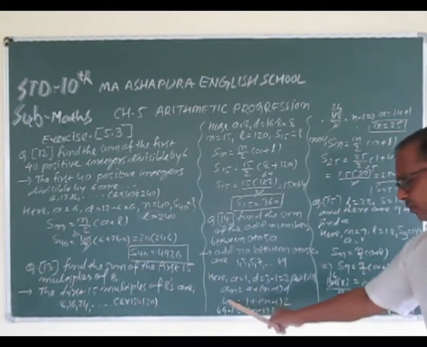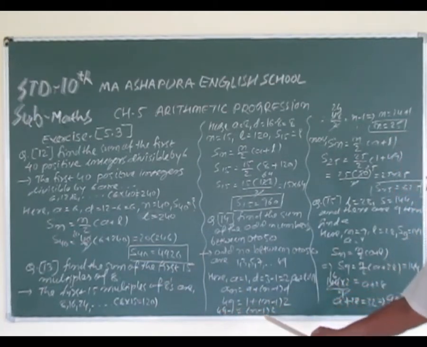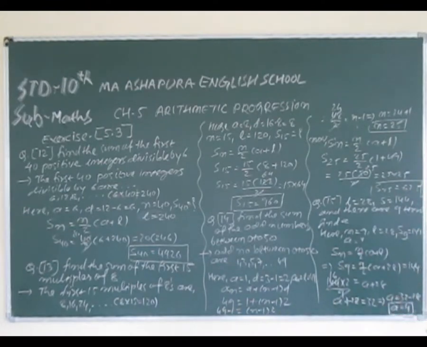Now 1 is transposed to the left hand side, and 49 minus 1 equals n minus 1 into 2. 49 minus 1 is equal to 48, which equals n minus 1 multiplied by 2. Now divide both sides by 2, and we get 48 by 2 is equal to n minus 1. 48 is divisible by 2, and therefore we get 24. So n minus 1 is equal to 24. Now minus 1 is transposed to the left hand side, and finally we get n is equal to 24 plus 1 equal to 25. So here the number of terms n is equal to 25.